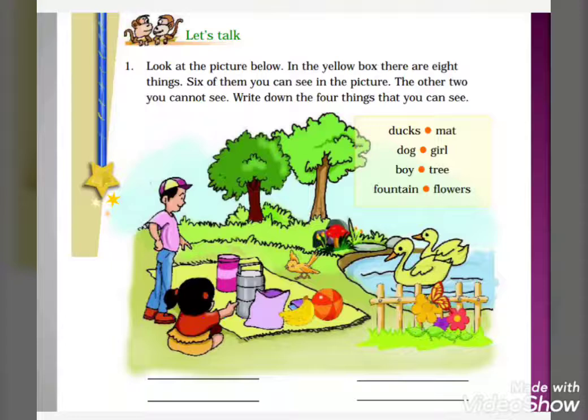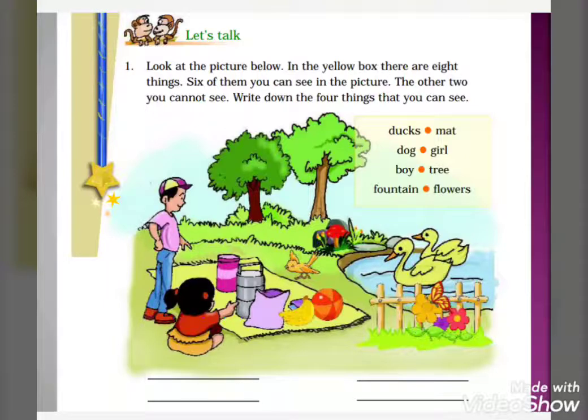In the yellow box, there are 8 things. 6 of them you can see in the picture. The other 2 you cannot see. Write down the 4 things that you can see. So in that yellow box, they have given you 8 words. You have to write 4 things from that box that you can see in this picture.